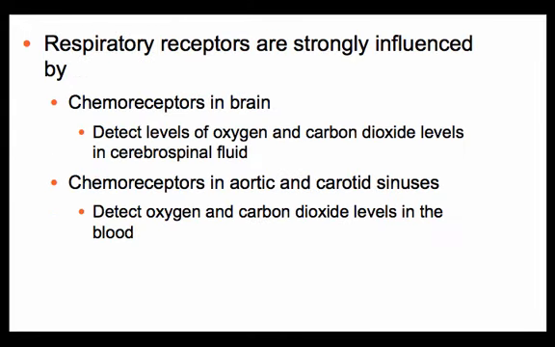The respiratory centers are strongly influenced by chemoreceptors that are found centrally in the cerebrospinal fluid or peripherally in the aortic and carotid sinuses. The central chemoreceptors in the brain detect levels of oxygen and carbon dioxide in the cerebrospinal fluid, whereas the chemoreceptors in the aortic and carotid sinuses detect oxygen and carbon dioxide levels in the blood.